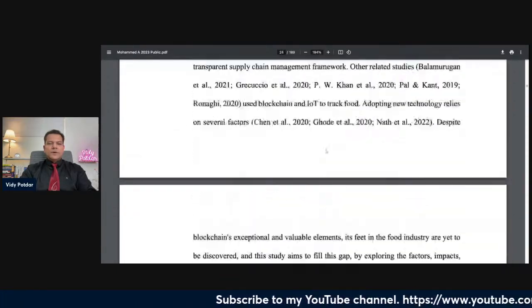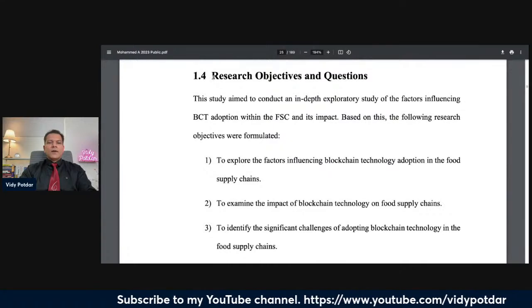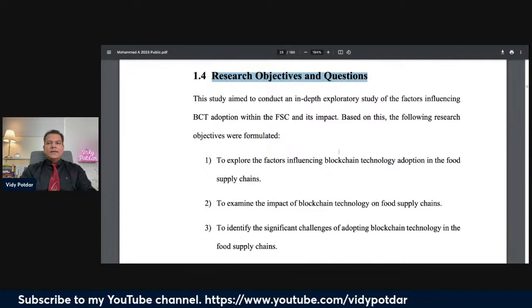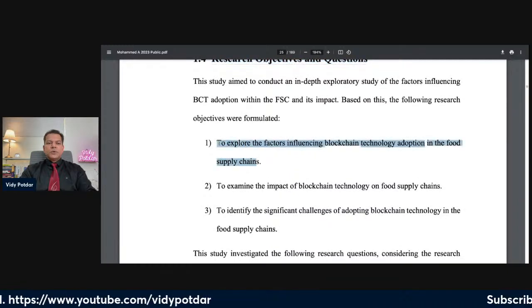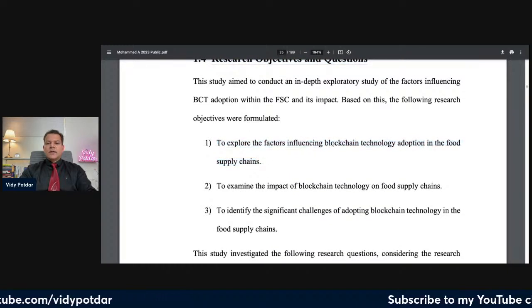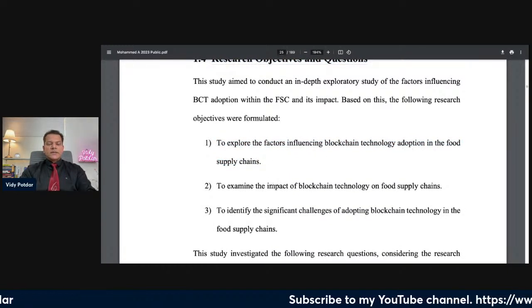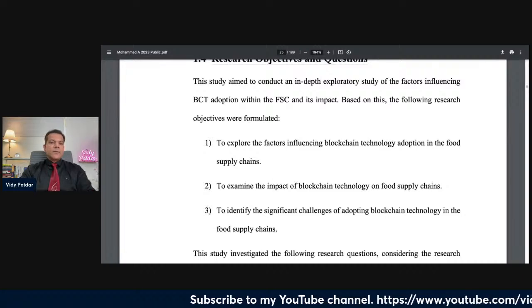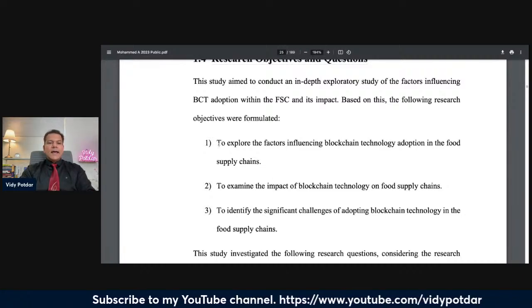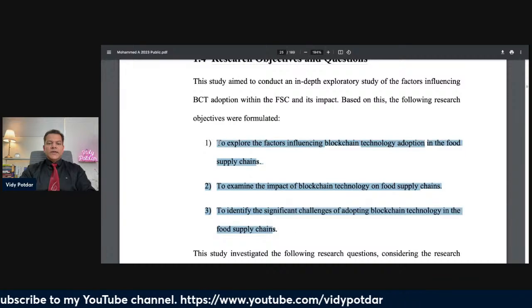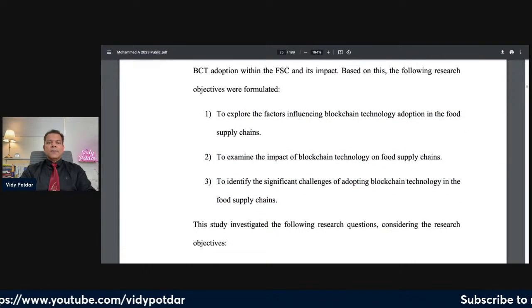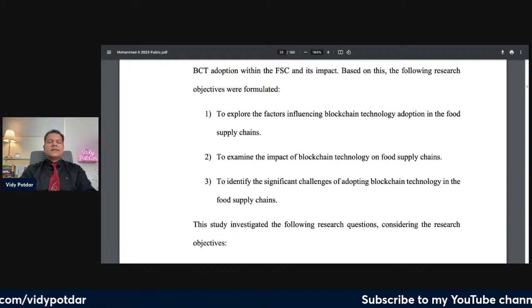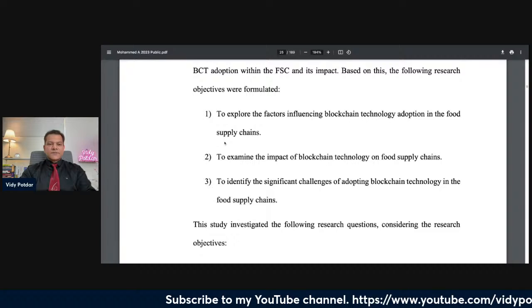If you scroll down, I want to know what were the research objectives and the research questions. Okay, so the research here is to explore the factors influencing blockchain technology adoption in food supply chain. So if I were to start my research as a PhD candidate, I would pick up these three research questions, because I know that this thesis has investigated these three research questions, and then they would have some relevant findings.